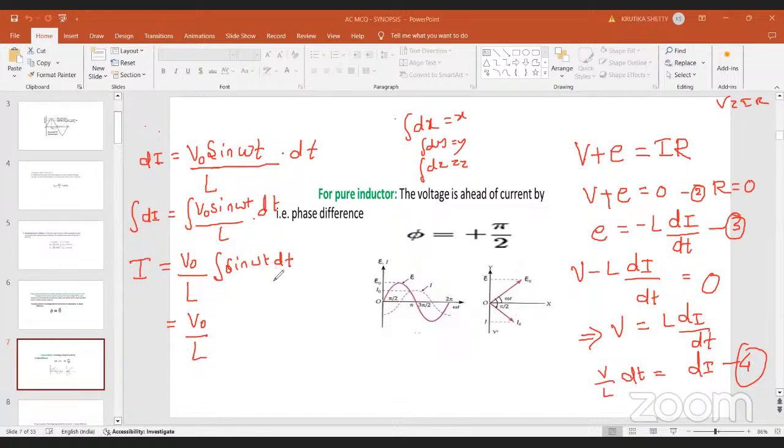What is the integration of sin omega t, students? It is minus cos omega t divided by omega. Sorry, not into, it is divided by omega because it is integration. In differentiation it is into. Yes, check with the steps. If any doubt is there, please ask.